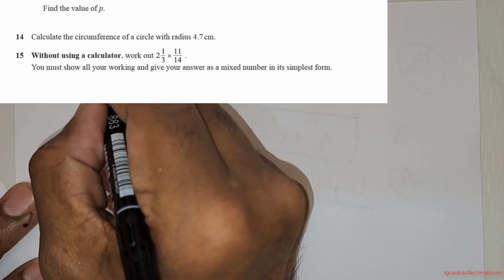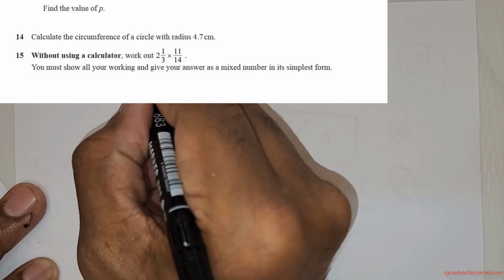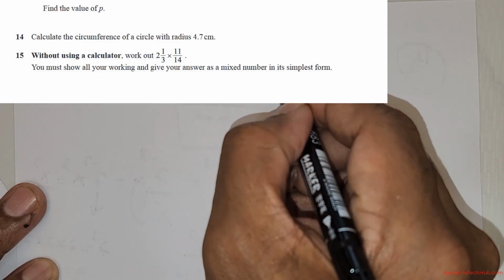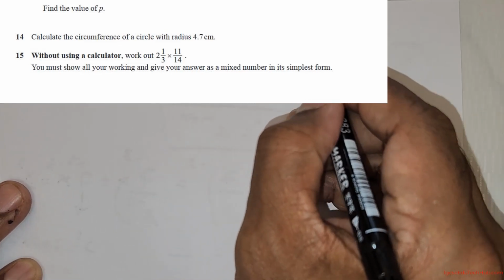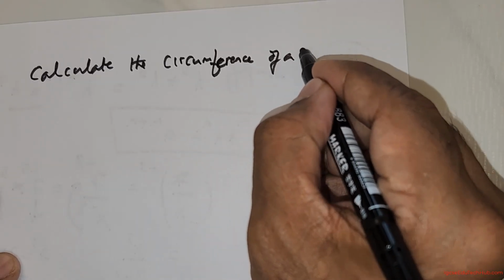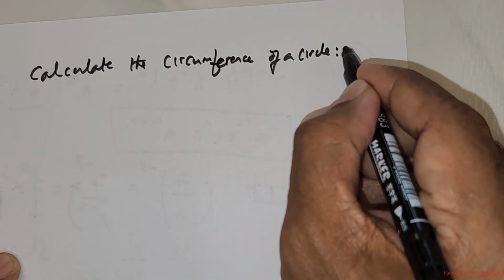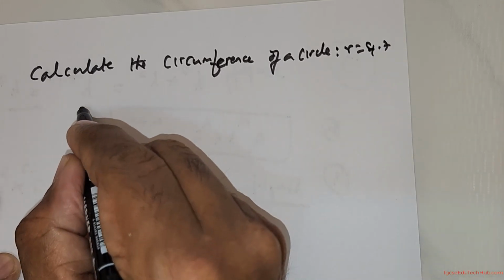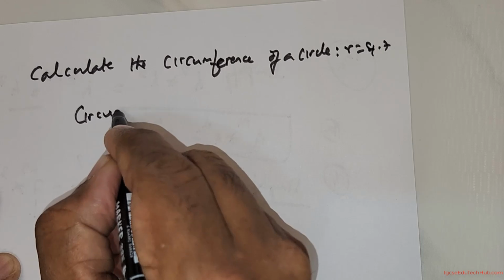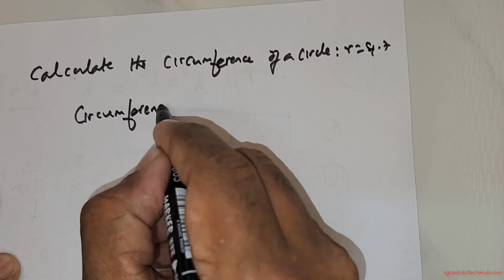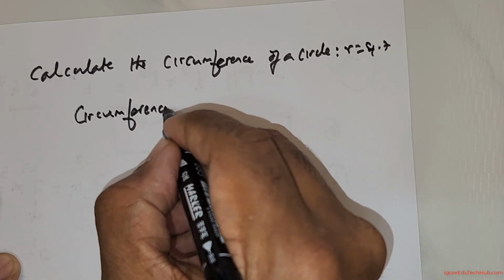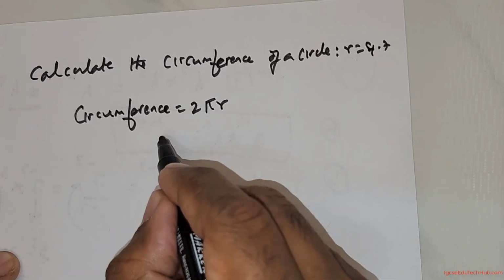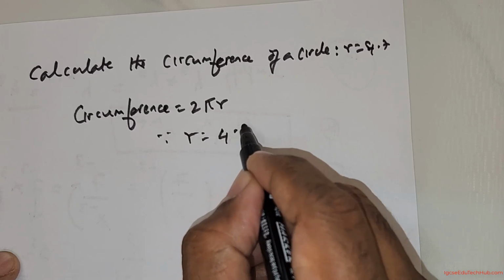Question 14. It says calculate the circumference of a circle with the radius being 4.7 cm. Now, the circumference formula is as follows: 2 pi r. Now, r is equal to 4.7.